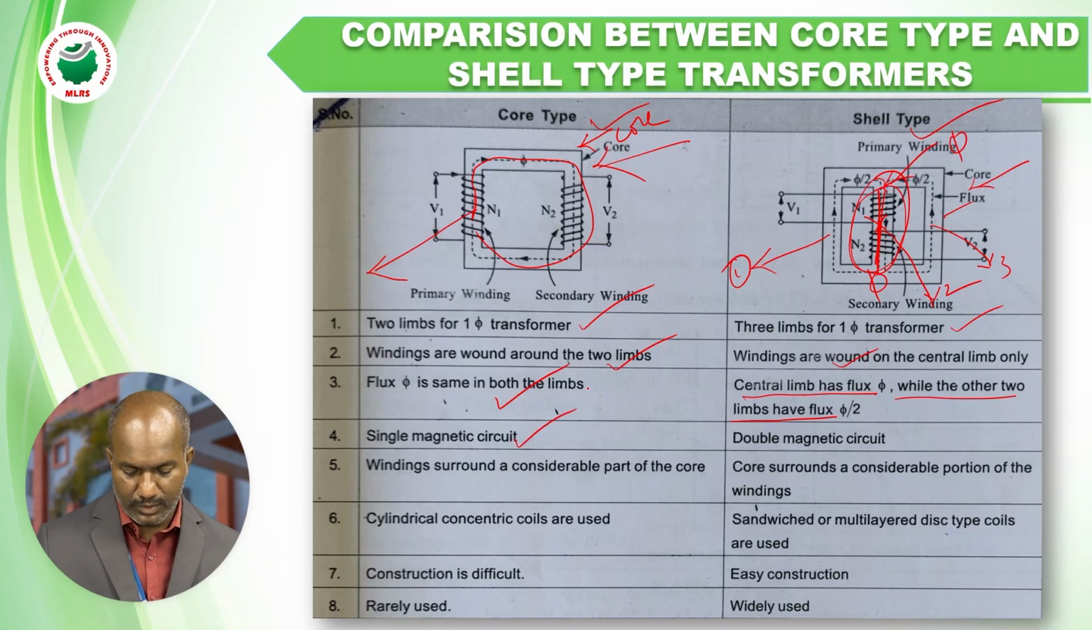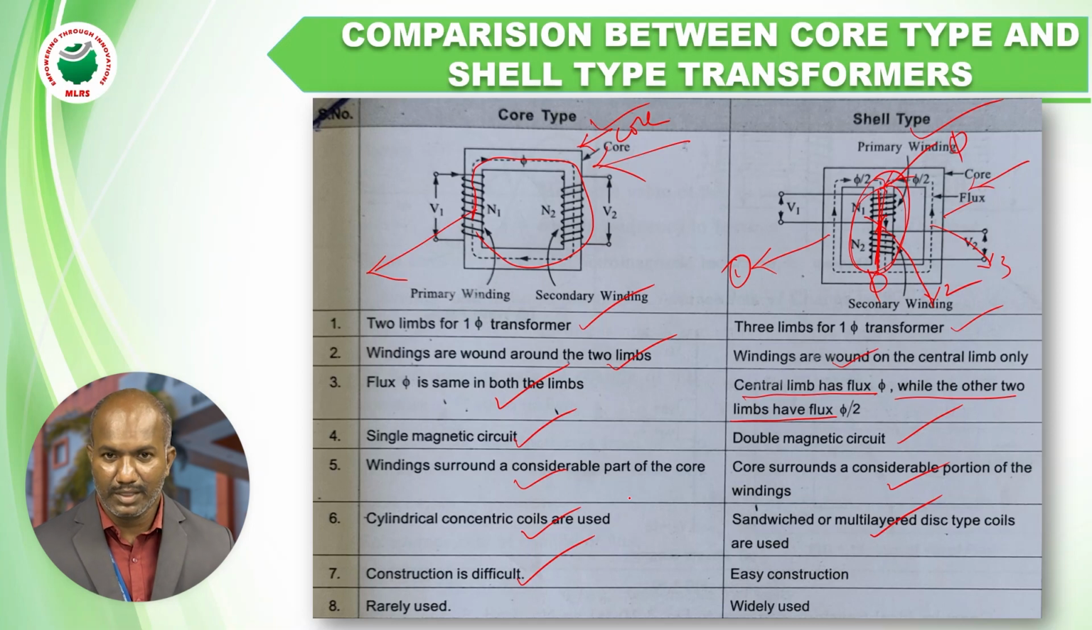So a core type transformer has a single magnetic circuit. A shell type transformer has a double magnetic circuit. In a core type transformer, windings surround a considerable part of the core. And in a shell type transformer, the core surrounds a considerable portion of the windings. In a core type transformer, cylindrical concentric coils are used. In a shell type transformer, sandwiched or multi-layered disc type coils are used.